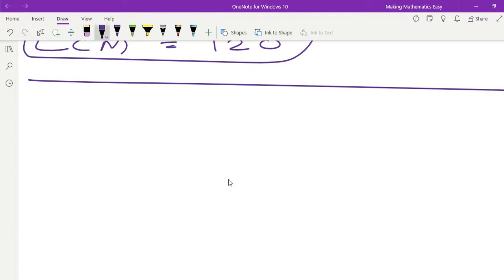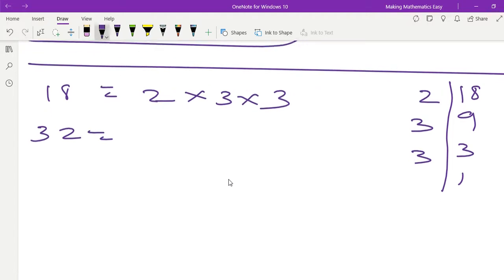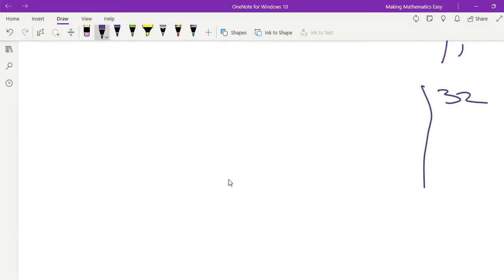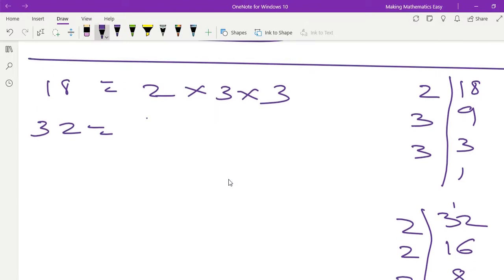I hope you guys are understanding and it's easy. So we first need to find the prime factors. So this is 2 9s are 18, 3 3s are 9, 3 1s are 3. So the prime factor of 18 is 2 into 3 into 3. Now we need to find it for 32. So this will be 2 16s are 32, 2 8s are 16, 2 4s are 8, 2 2s are 4, 2 1s are 2. So 32 is 2 multiplied 5 times.